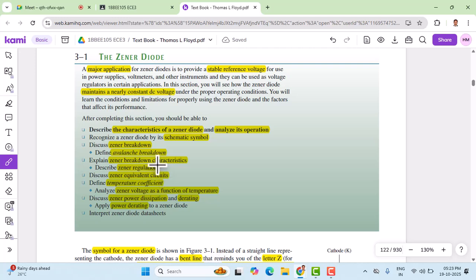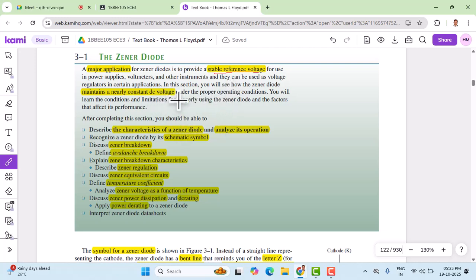As we know, the Zener diode's working principle is similar to the ordinary PN junction diode, but this is a special diode, of course. A major application of Zener diode is to provide a stable reference voltage. So it is very important. It provides stable reference voltage for the applications that we have across it, and it tries to maintain nearly a constant DC voltage for the application which we connect, which expects DC voltage.